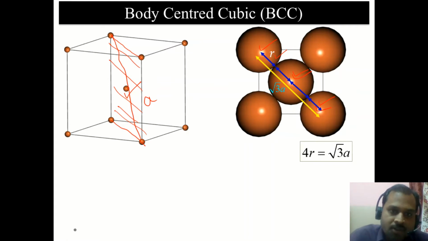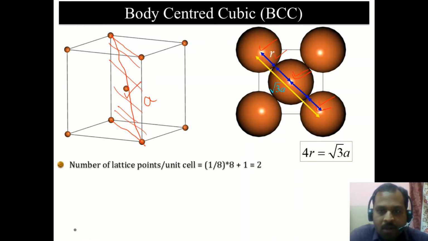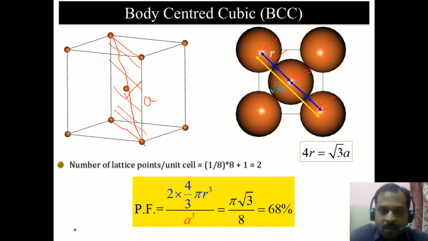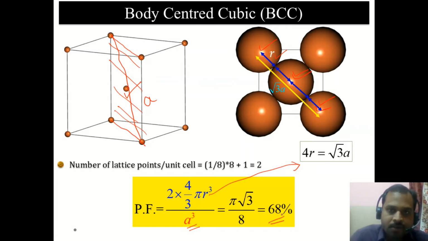And how many lattice points per unit cell are there? So 1 by 8 into 8 at the corner points, and 1 is at the body center. So it will be 1 plus 1, that will be 2. So there are 2 lattice points per unit cell. So you have to multiply 2 with the volume of each atom. So that is 2 into 4 by 3 pi r cube, and the volume of the unit cell is a cube. So it comes out to be pi into root 3 by 8 after putting the required value for r in the form of a. So it comes out to be around 68%.